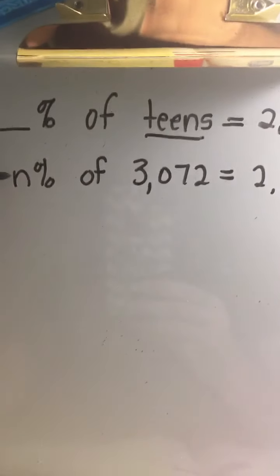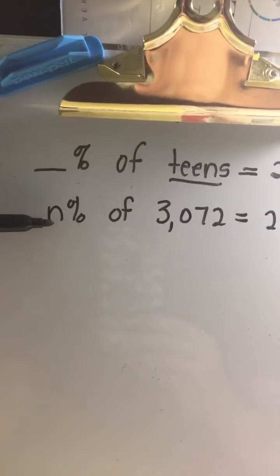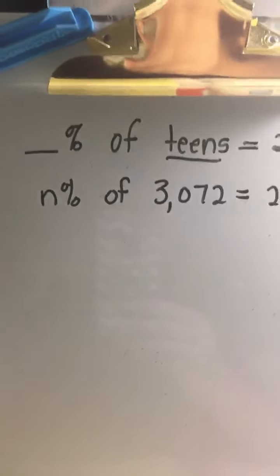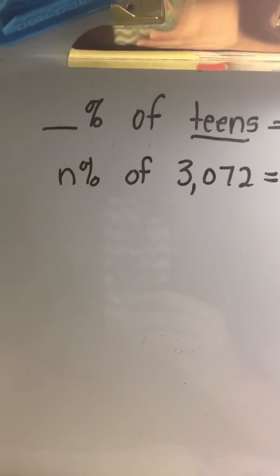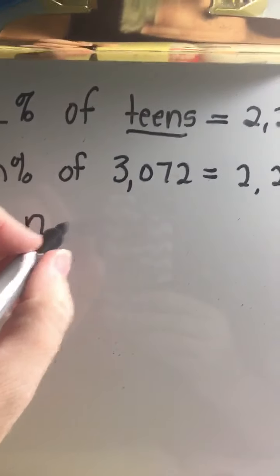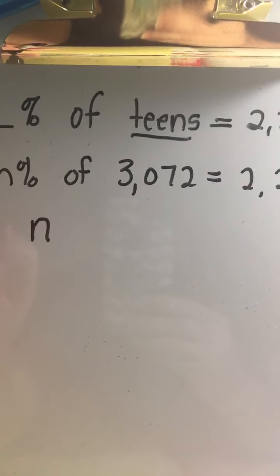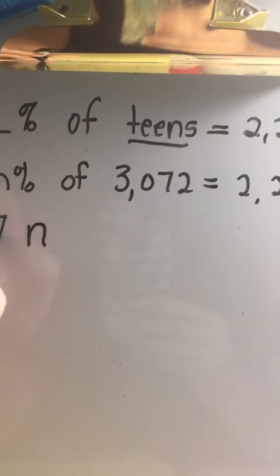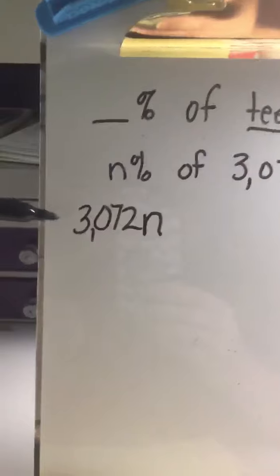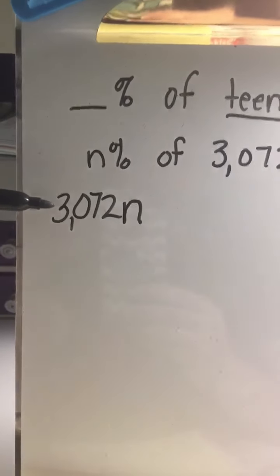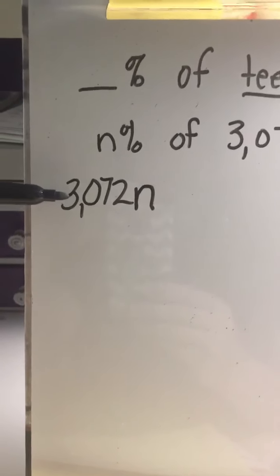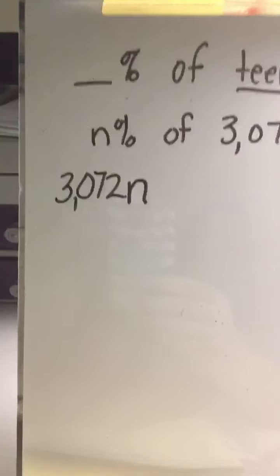Well, now we have set it up in an equation, and you can see it's the same way that we just did the last one. But now we're missing a different piece of information. Okay, so again, we can set it up this way. N times 3,072. So let's just go ahead and put the 3,072 in front of the N. It doesn't matter if you put it before or after. This is just the normal and acceptable way to write it when you're working with math, putting the number in front of the variable.